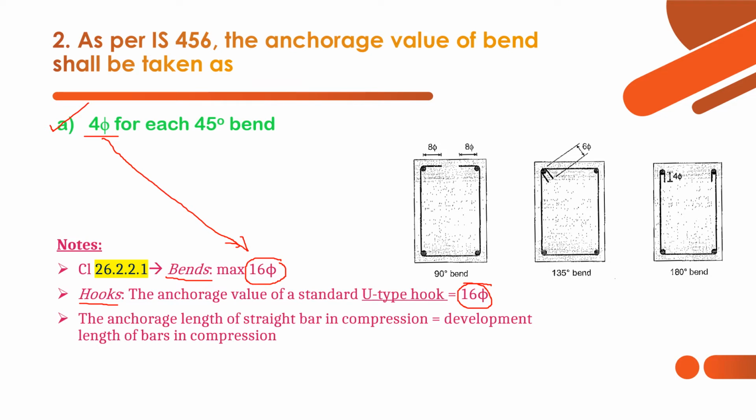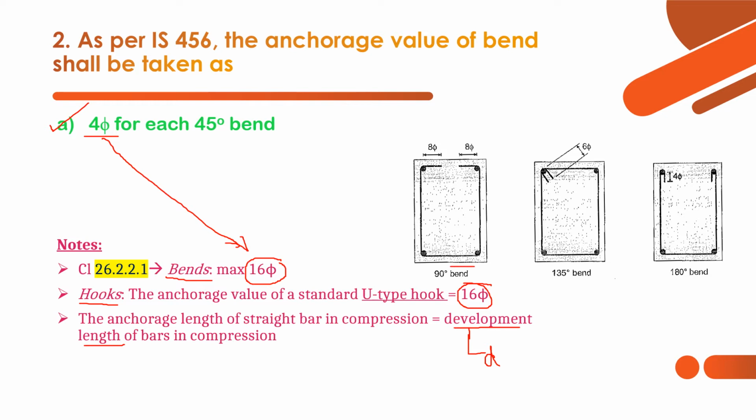The third point is the anchorage length of a straight bar in compression shall be equal to the development length of bars in compression. Development length is given by Ld. We shall see more about it in upcoming slides, what is development length and how it is calculated. Now we shall focus only on the anchorage value.